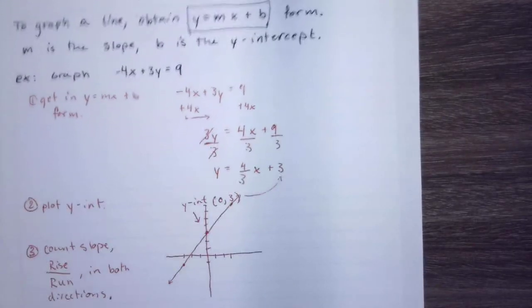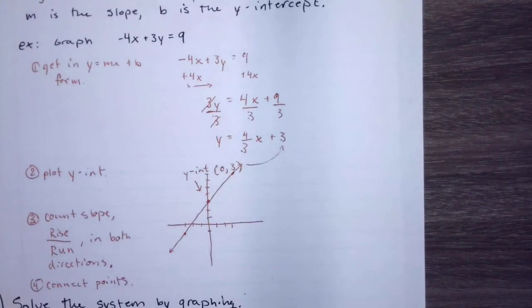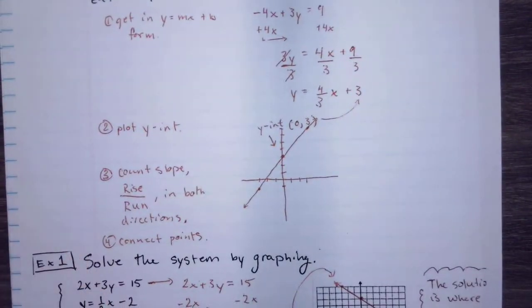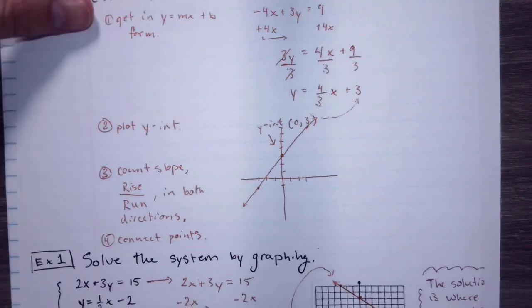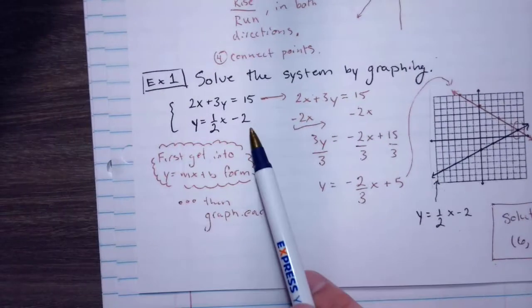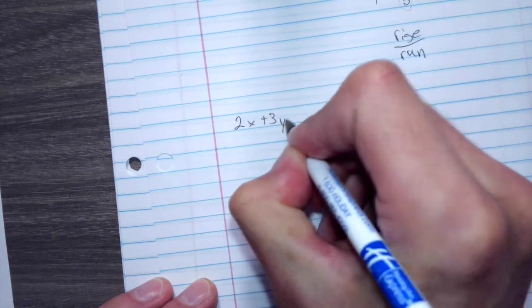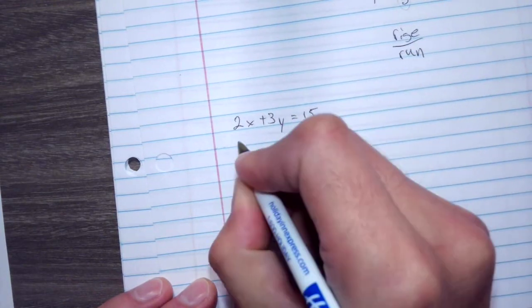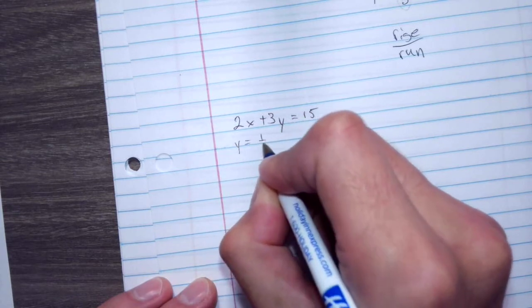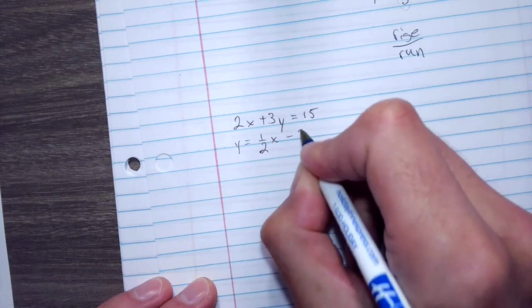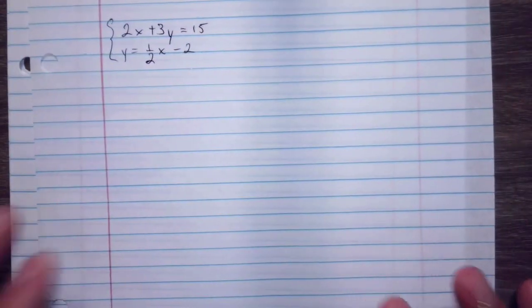Moving right along. In the next video, I'm going to show you how to do this by just doing it on Desmos. I think that'll be really easy for a lot of people. So, solve the system by graphing. That's what we're going to do. Remember the system. Here, let me just write it down: 2x plus 3y equals 15, and y equals 1/2 x minus 2.